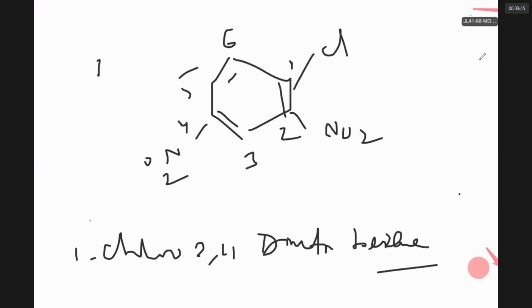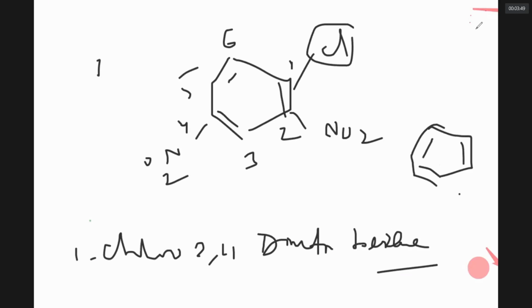This is benzene, right? There is no functional group. I started with 1, so it is 1-chloro-2,4-dinitro benzene. There is no difficulty. You got 8 marks for nothing.